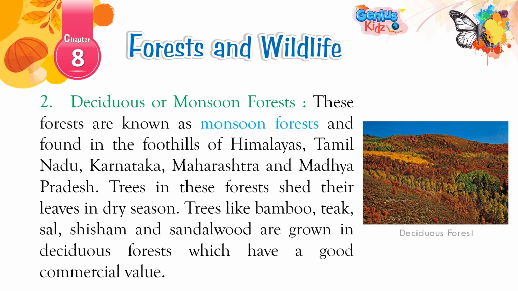2. Deciduous or monsoon forests. These forests are known as monsoon forests and are found in the foothills of Himalayas, Tamil Nadu, Karnataka, Maharashtra, and Madhya Pradesh. Trees in these forests shed their leaves in the dry season. Trees like bamboo, teak, sal, shisham, and sandalwood are grown in deciduous forests, which have a good commercial value.